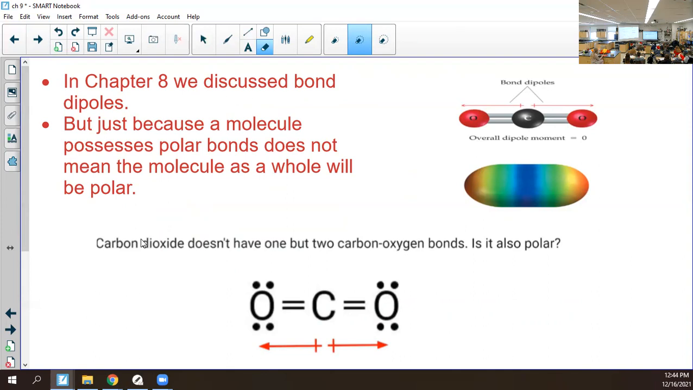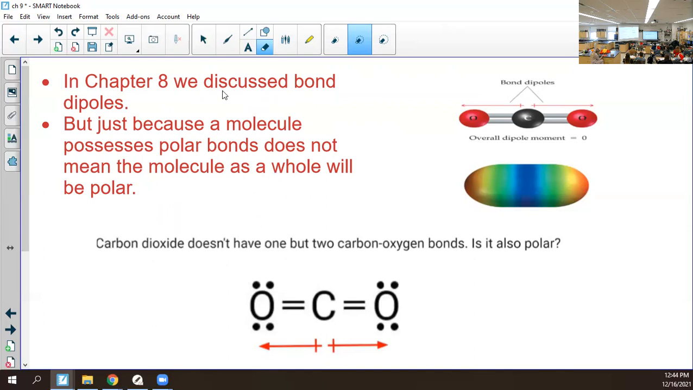In chapter 8, we discussed bond dipoles. That was when things were polar or not. They were the arrows with the plus sign. You with me? Okay. But just because a molecule possesses polar bonds does not mean the molecule will be polar. Now that's really messed up. But we know a new language called the structure.